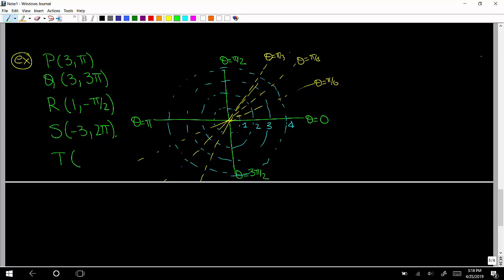T is going to be 2 and pi over 4. And let's do one more. U is going to be negative 1 and pi over 3.